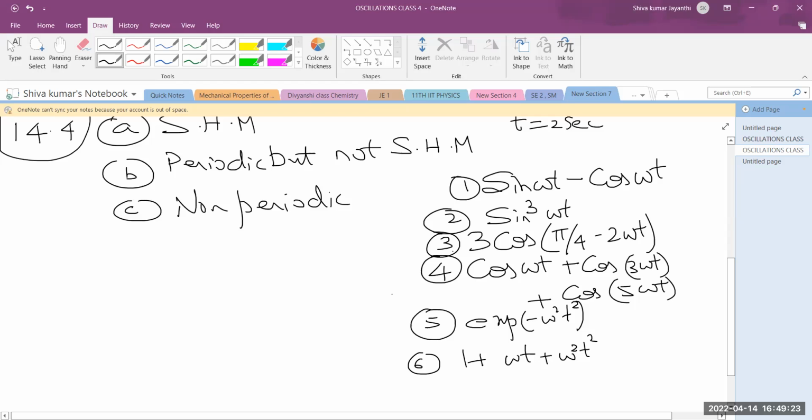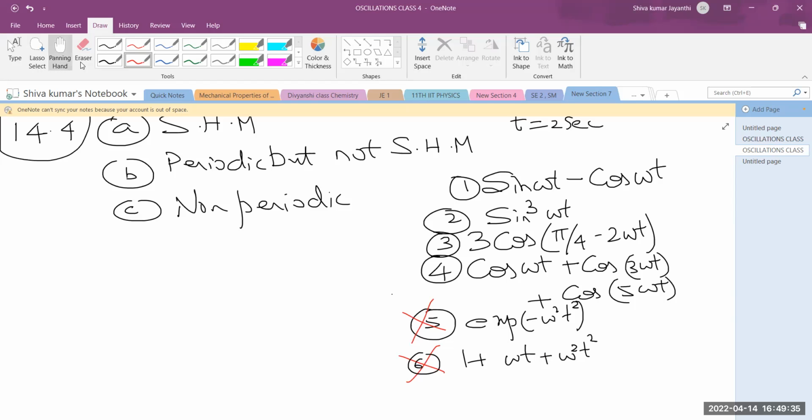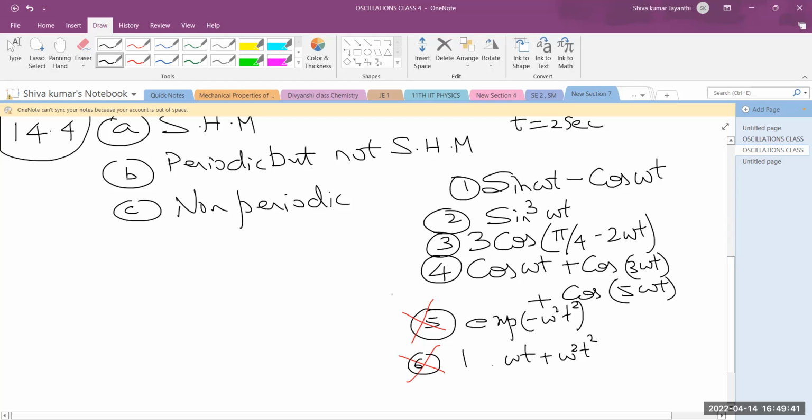Can you tell me which are non-periodic? Just at a glance, we can say that these are non-periodic. Because exponential functions are non-periodic always. You need not even check them. They don't have any repeating entity. So if they're non-periodic, there is no chance of SHM. So we only have to check the remaining functions.